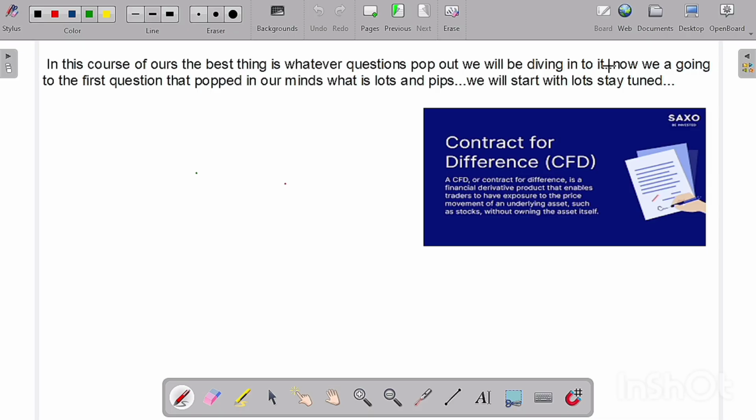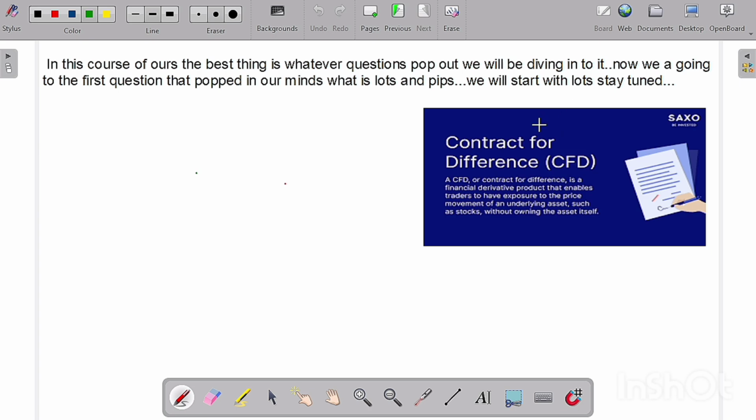Every word that pops out in the market will lead to a lesson so that everyone can learn, because now we are joining our puzzles, we are joining parts, so that at the end of the day we will come up with a very solid knowledge of CFD trading. Because I said this is not a walk in the park. When it comes to CFD, it's a very hard and very complicated course, but you will learn it in this channel. So now we are going to the first question that popped out in our mind: what are lots and pips? Like I have said, we will start with lots, so stay tuned.